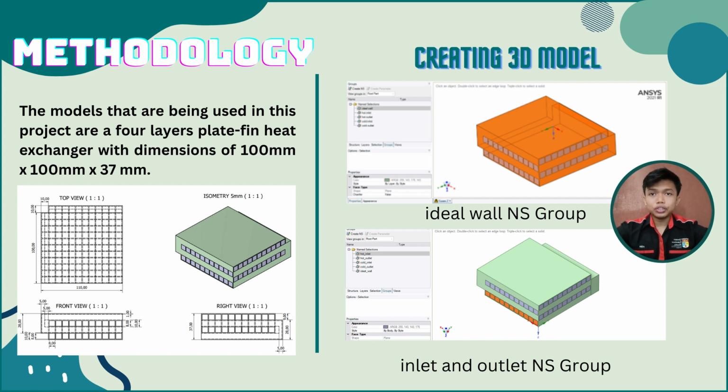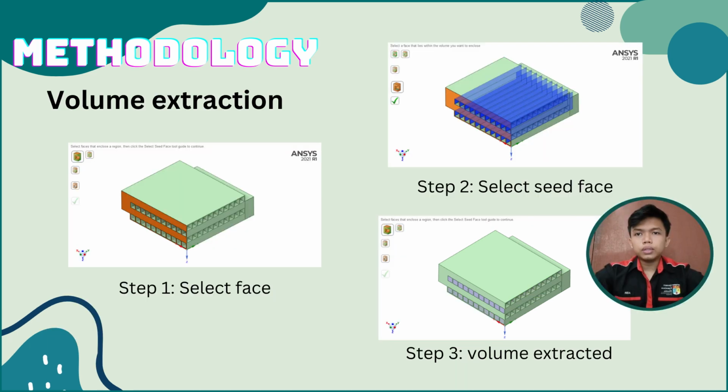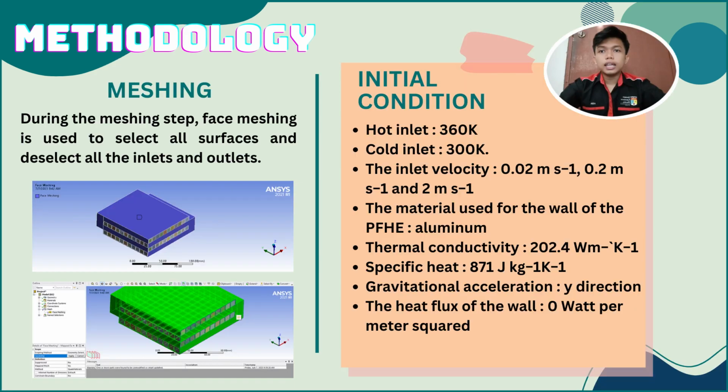After creating the 3D model, we create named selections for the ideal wall, hot and cold inlet and also outlet to distinguish them during the setup. The volume is extracted in the prepare interface to define the control volume of the hot and cold fluid. Next, during the meshing step, face meshing is used to select all surfaces and deselect all inlets and outlets.